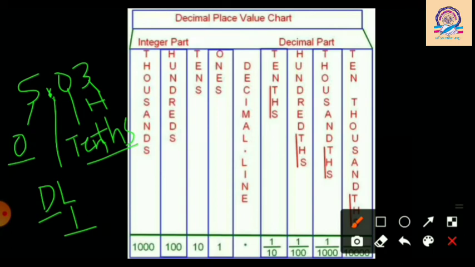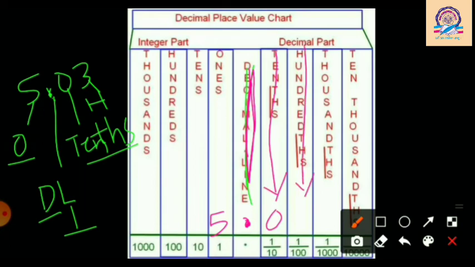So now let me write here 5.03. So first put the decimal, so this is the decimal line. This one is the decimal line, so let me put the decimal point here as I have put. Now let me write the ones number first, so here I will write 5, then 03. 0 is in the tenths place, so I will write here 0. Then this is the hundredths place, so here I will write 3, 5.03. So in this way we can represent the numbers using the decimal place value chart.